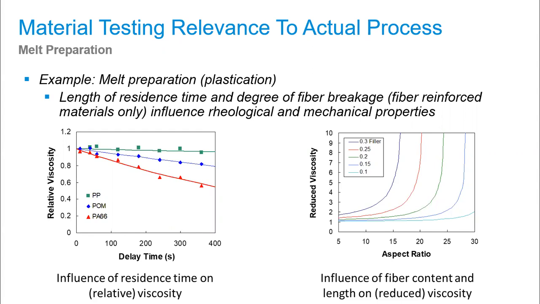And we see that here with some relative viscosity for a polypropylene, a POM, and a nylon material, what effect that has over the delay time. Polypropylene is a very linear type of chain material, not a lot of, we'll just call it shrubbery on the side of it, as opposed to some of the other materials that have a lot more pendant chains on the side of their main carbon backbone. And you see that effect where it starts to break down some of those things that make it stronger. So the amount of residence time that you have can really significantly affect the viscosity and therefore the properties as well.